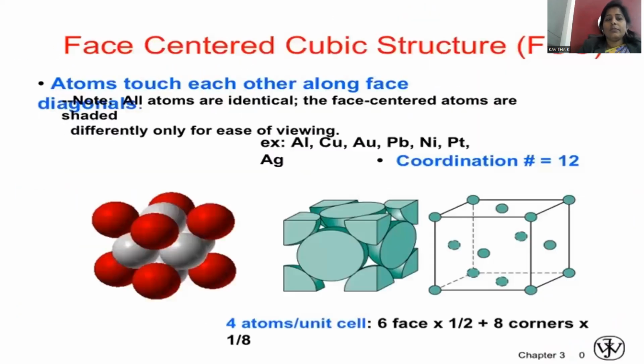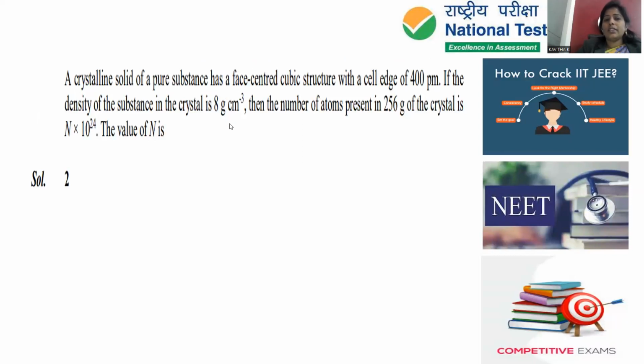Move on to question number 4. Question number 4 is also collected from the JEE Advanced 2017 paper 1 question paper. A crystalline solid of a pure substance has a face-centered cubic structure with a cell edge of 400 picometers.